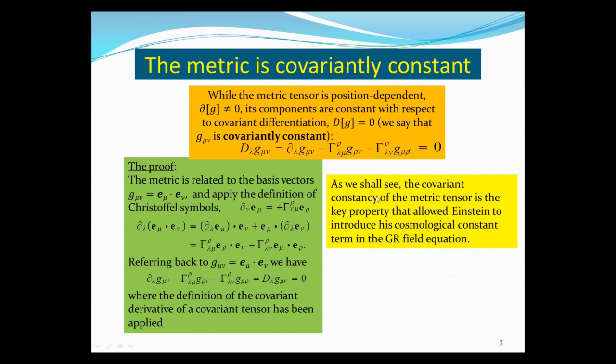As we see, the fact that the metric is covariantly constant, or the covariant constancy of the metric, is a key property that allowed Einstein to introduce his cosmological constant into the GR field equations.